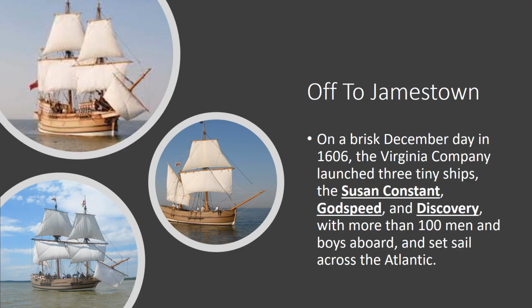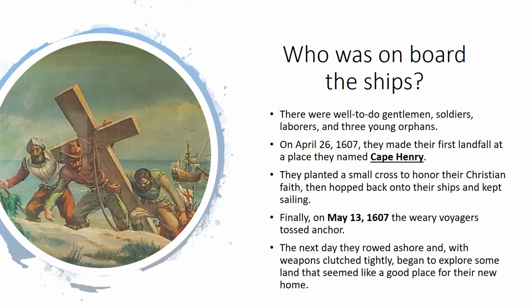Off to Jamestown. On a brisk December day in 1606, the Virginia Company launched 3 tiny ships, the Susan Constant, Godspeed, and Discovery, with more than 100 men and boys aboard, and set sail across the Atlantic. Who was on board the ships? There were well-to-do gentlemen, soldiers, laborers, and 3 young orphans.